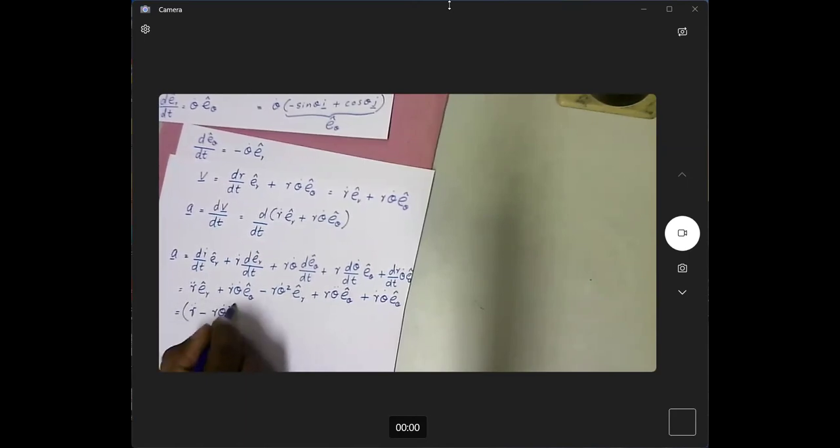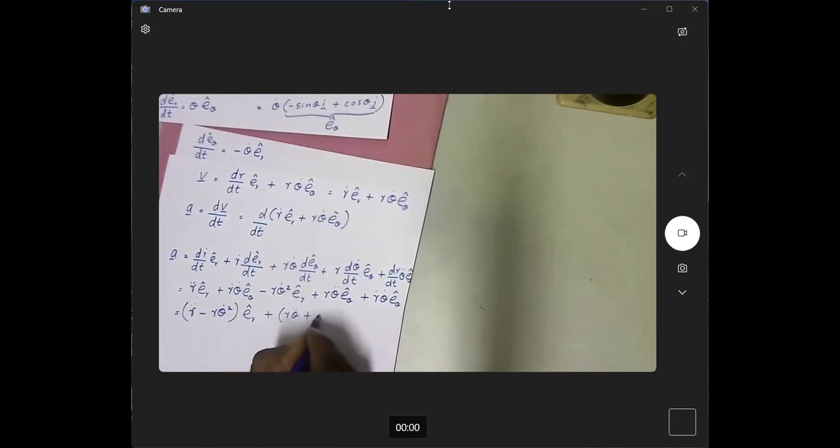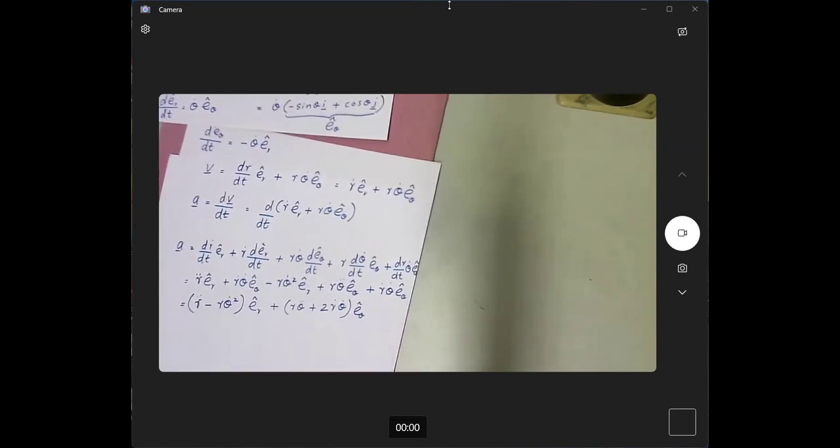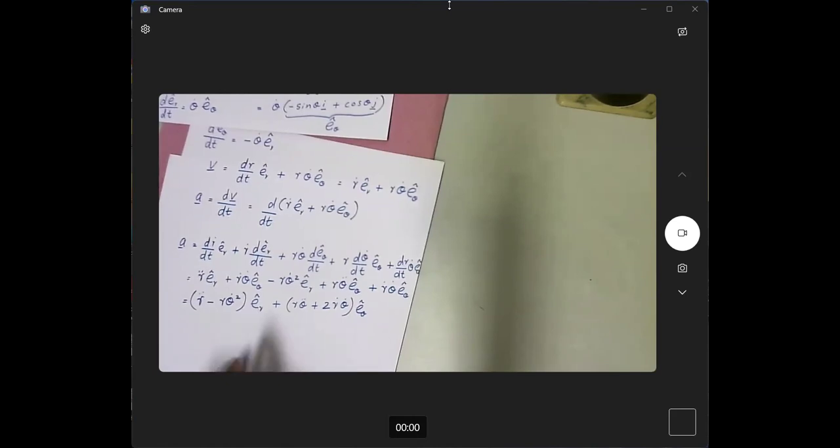Then we have r terms and theta terms, you can separate them. r double dot minus r theta dot squared er, plus r theta double dot plus 2 times r dot theta dot, so this is the radial component and this is the tangential direction.